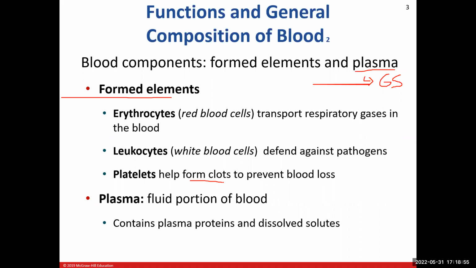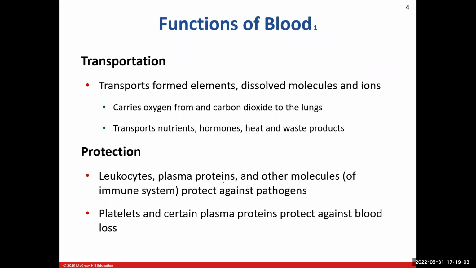It could be anything from ions to hormones dissolved in there, found in our blood plasma. So just think of the plasma as the liquidy portion. So what does our blood do? Some of the functions of blood. One, like I said before, it's our transportation system. It is going to transport things throughout your body.